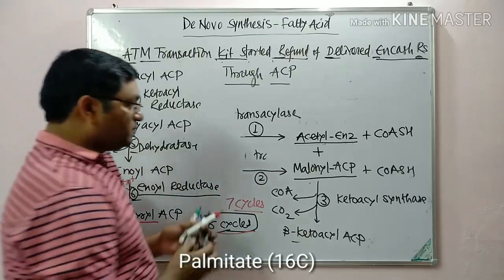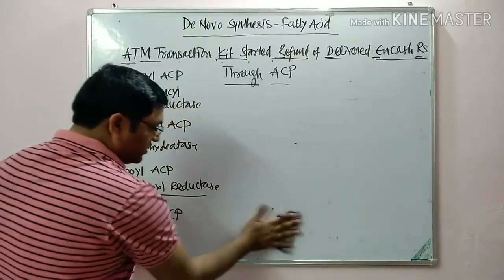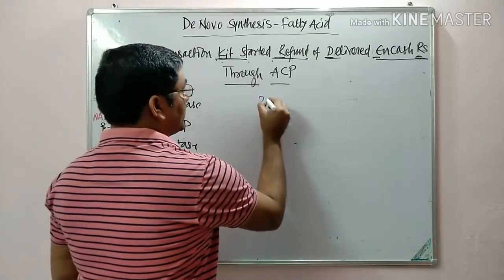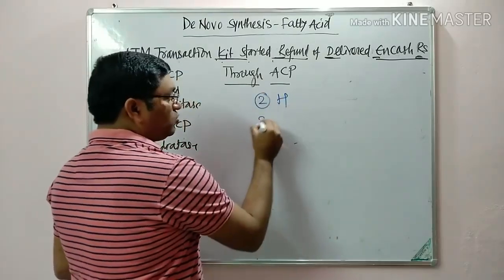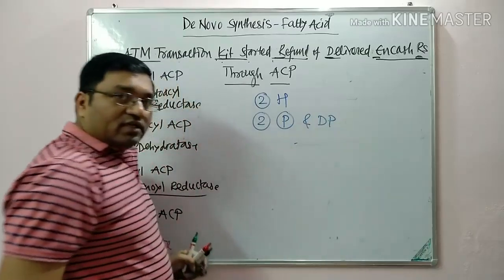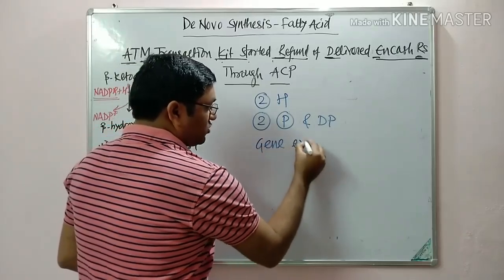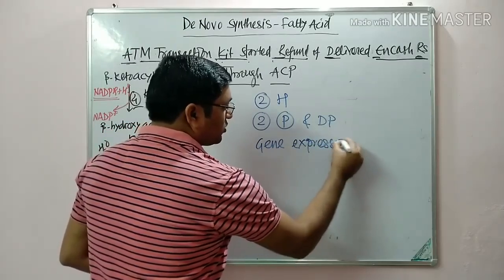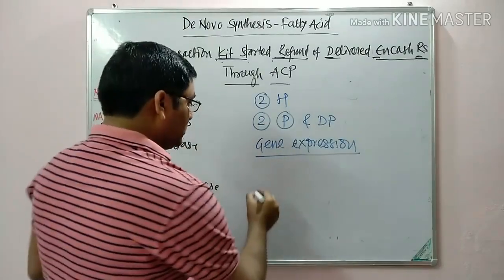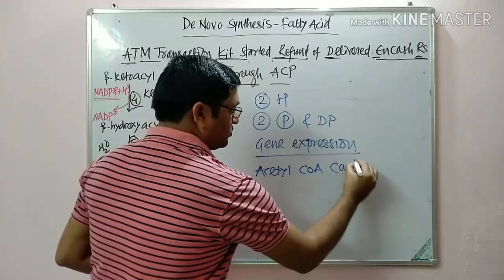Now coming to the regulation, this pathway is regulated by 2 important hormones, and by 2 states, that is the phosphorylated and dephosphorylated state. Then the long-term regulation is by regulation of gene expression. It is the long-term control for fatty acid synthesis. An important enzyme for regulation is acetyl coenzyme A carboxylase.